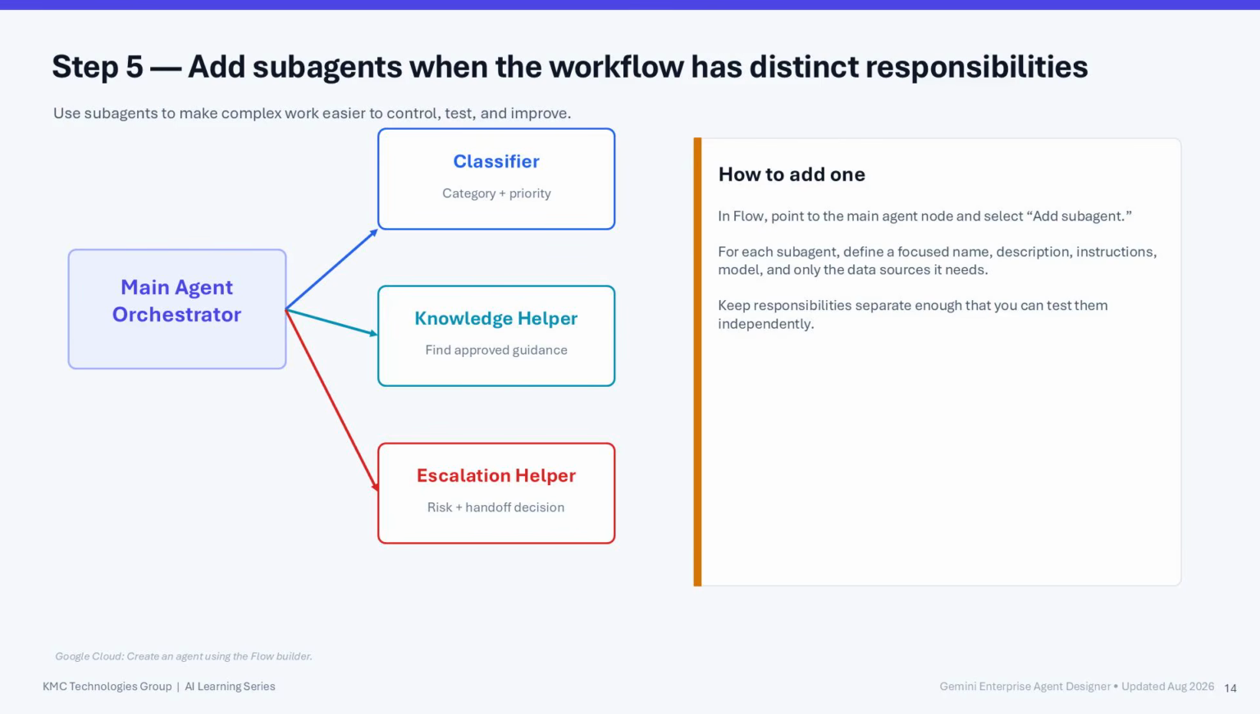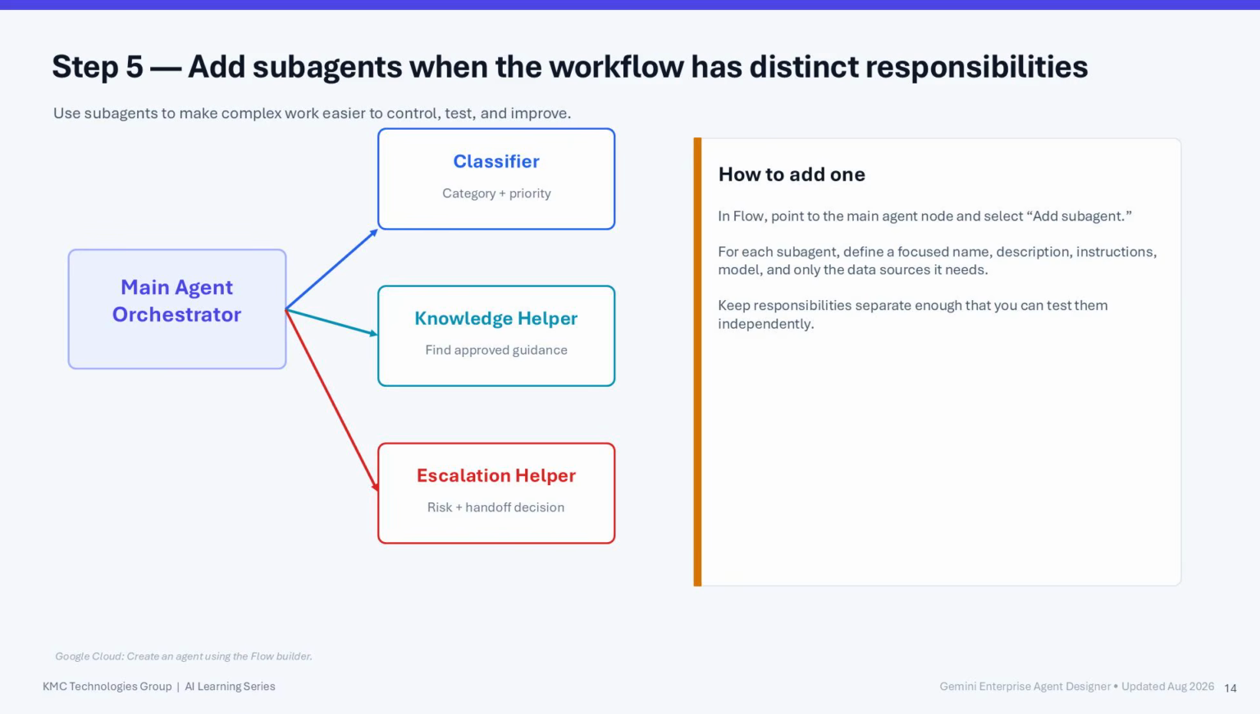Step 5 is adding subagents. You do not need subagents for every agent, but they are helpful when a workflow contains clearly different responsibilities. In our IT example, classification, knowledge retrieval, and escalation logic are naturally separate.